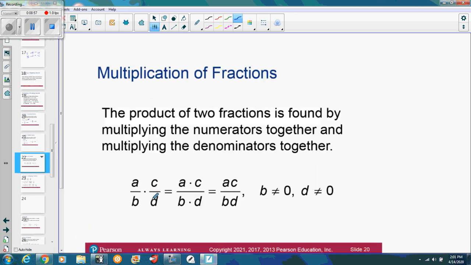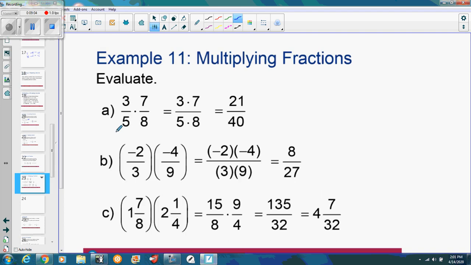When you're going to multiply fractions, you multiply the numerators and you multiply the denominators. So this would become 3 times 7, which is 21 over 40. This is going to become negative 2 times negative 4, which is 8 over 27. And then if it can be reduced, you're going to reduce it. So here what they did was they changed them to improper fractions first before they could multiply them, and then they changed it back to a mixed number. Okay, so that's going to be in simplest form.